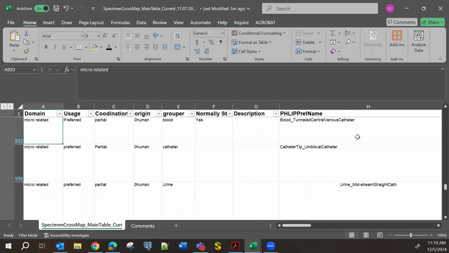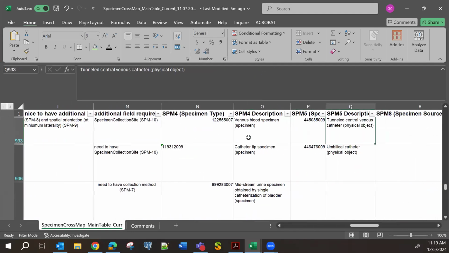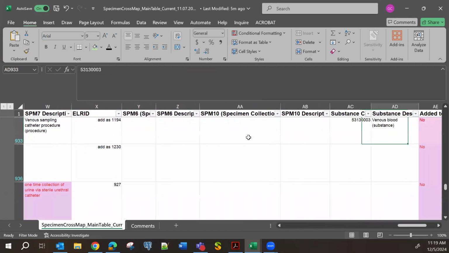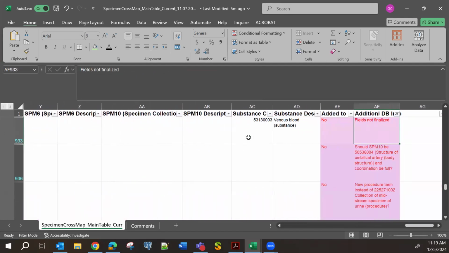So let's start with this term, the blood-tunneled central venous catheter term. So I'm actually not sure why this is highlighted pink. It just says fields not finalized, but the fields that would need to be finalized or discussed would be in pink, and they're not. So I'm not sure. Amy had told me that in these situations, if no other field is pink, then this is just something that she hasn't gotten to clean up and make green.